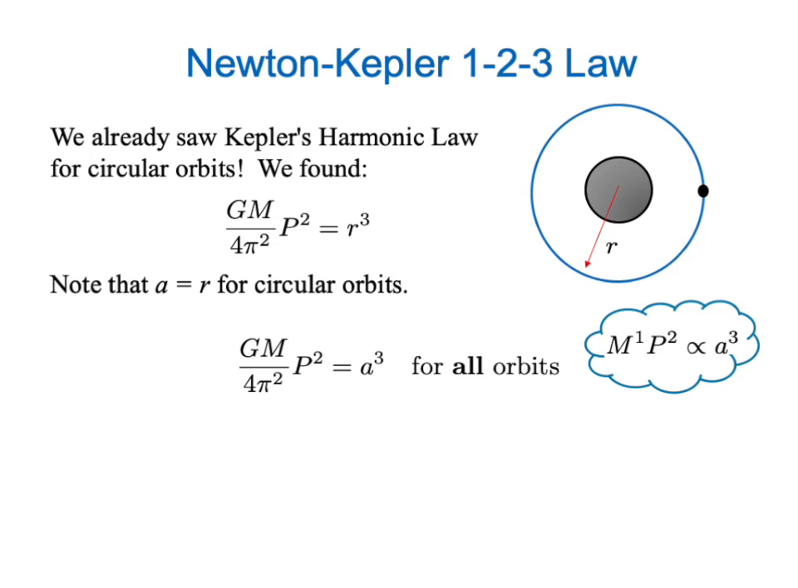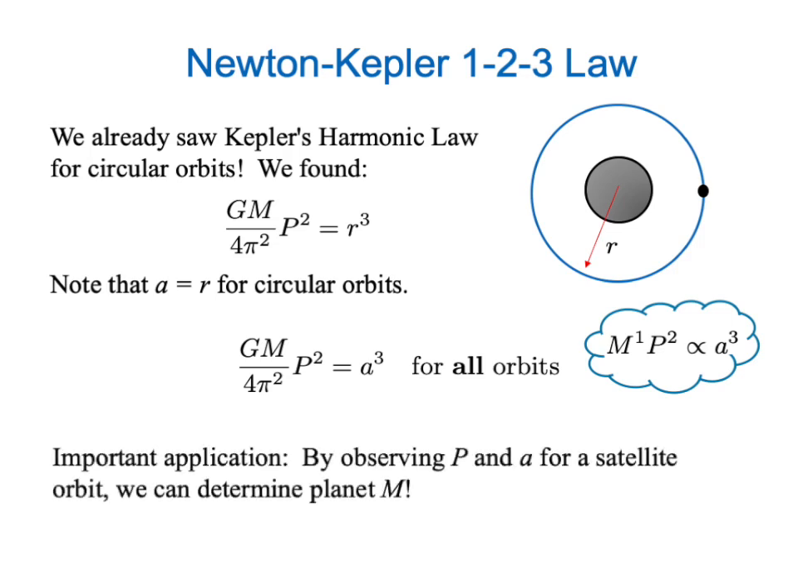And as we've seen, that's really useful. For example, if we see a distant planet with a satellite orbiting it, we can determine the mass of that planet simply by observing the orbital period and the semi-major axis of the satellite.